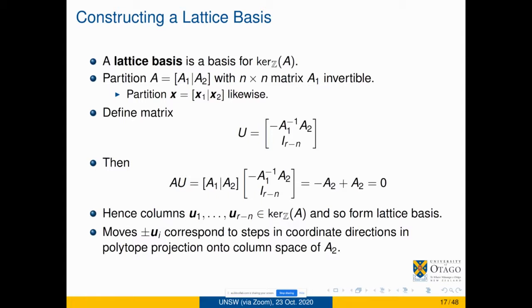What's kind of interesting about this lattice basis that we've just constructed is that because we've got this identity matrix at the bottom, what's actually happening is that the moves in this lattice basis correspond to the coordinate directions in the polytope projected onto the column space of A2. In other words, in terms of the entries of vector x2 in this partition of x.